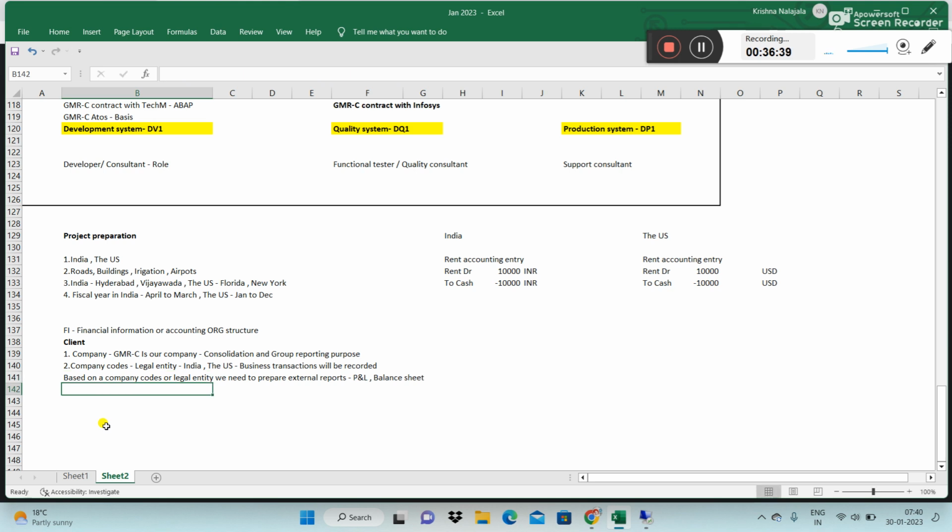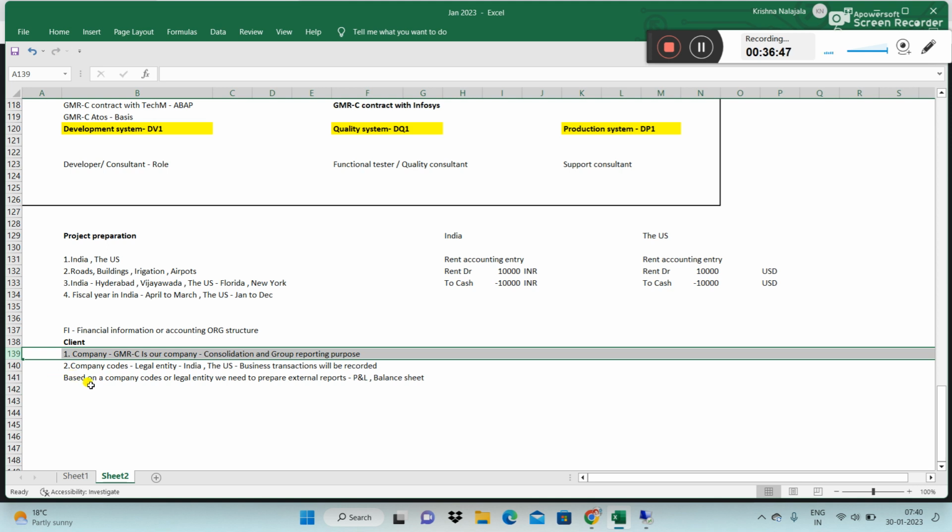Based on your company code, you have to prepare external reports. The company, what these guys will do is consolidate all company codes' profit and loss accounts and balance sheets at a high level. They'll see how, as a group, as a company, I am doing, in which country I am doing good, in which country I am not. He'll just consolidate and see the results. He'll not do any payment or receive anything, but he'll just monitor overall. That's all, right? Yes, sir.